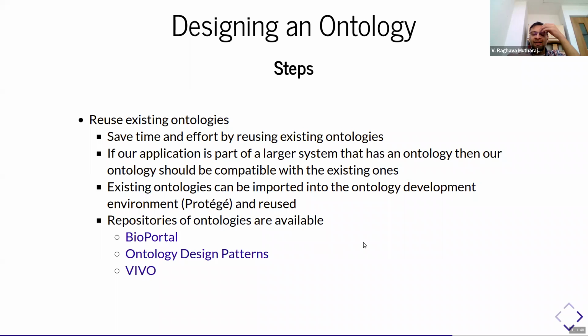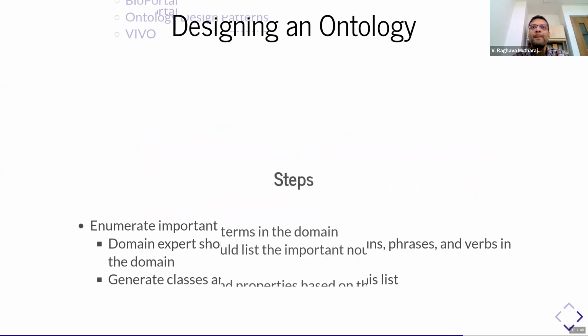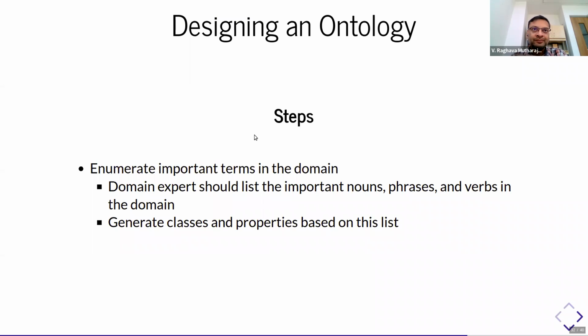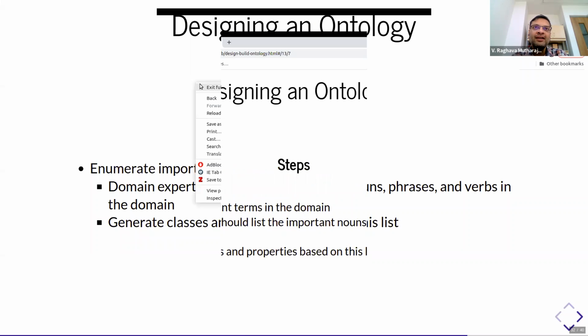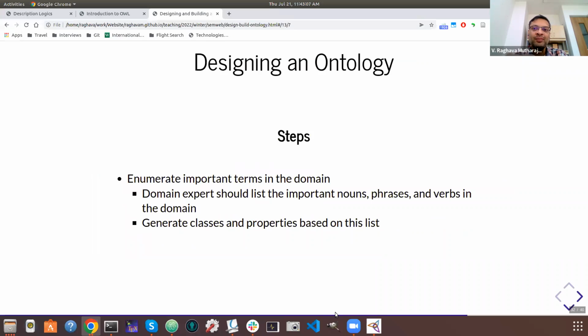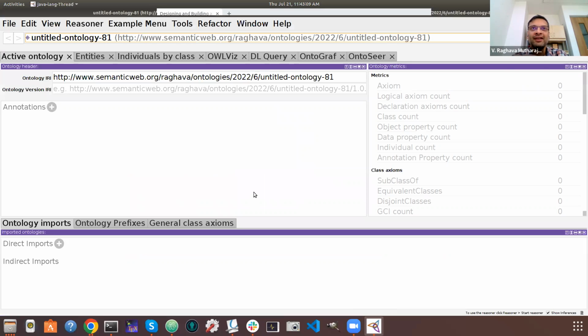Okay, but at least in our case, when we are modeling an ontology, we will not reuse any existing ontologies, because that allows us to build it from scratch, right? So it will be good as an example. Okay, so we'll now switch over to Protege.